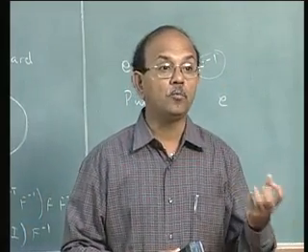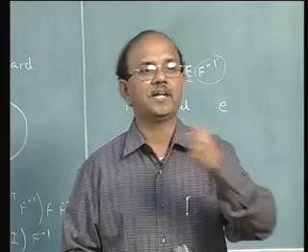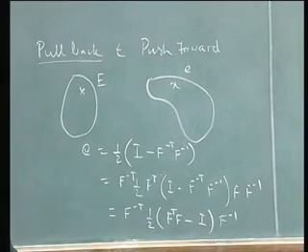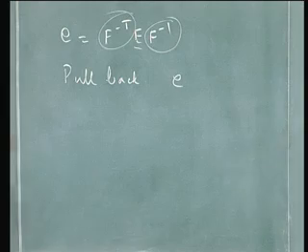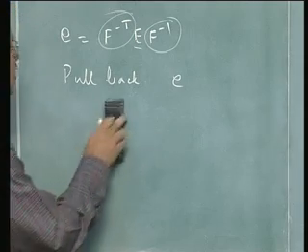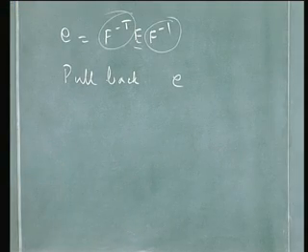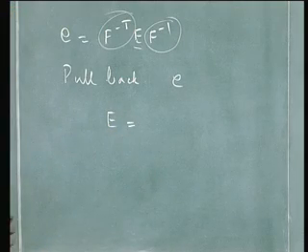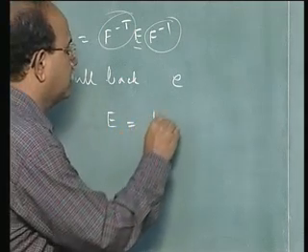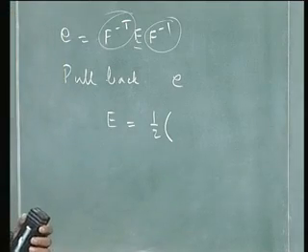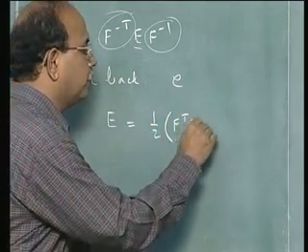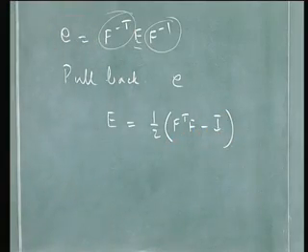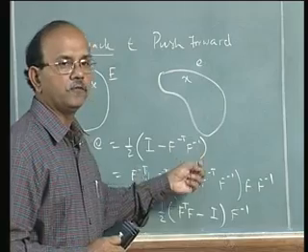So how do I now pull back small e so that I will get capital E, like what I did here? Let us see how you do that. Do this in a similar fashion. Now, what I do require on the left hand side is capital E. So capital E is equal to half into F transpose F minus I. So I need F inverse transpose F inverse.